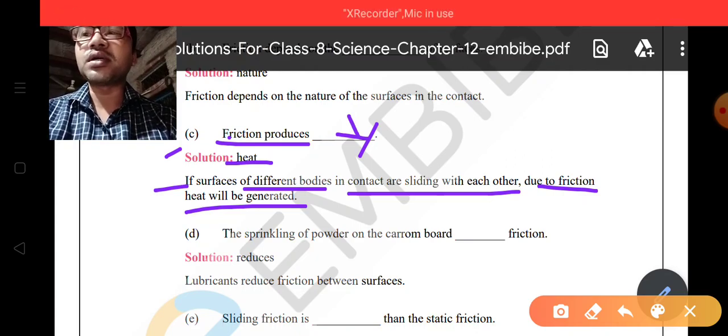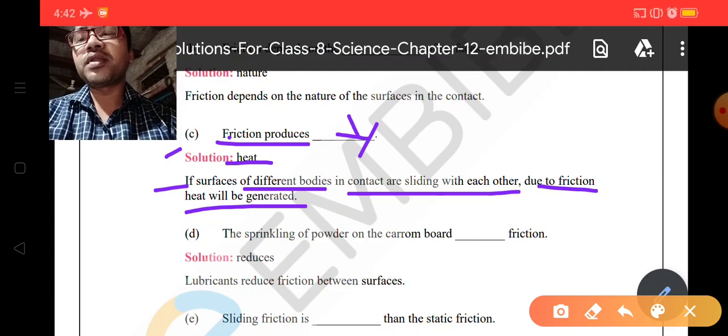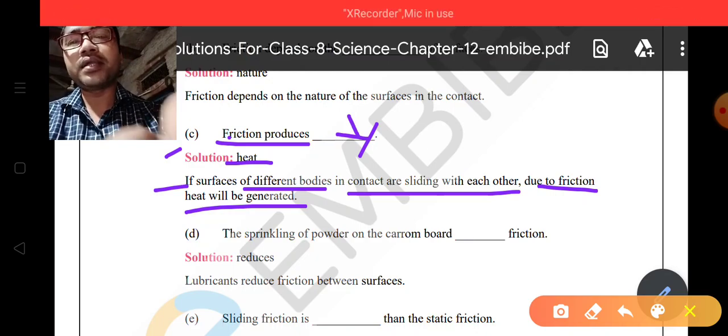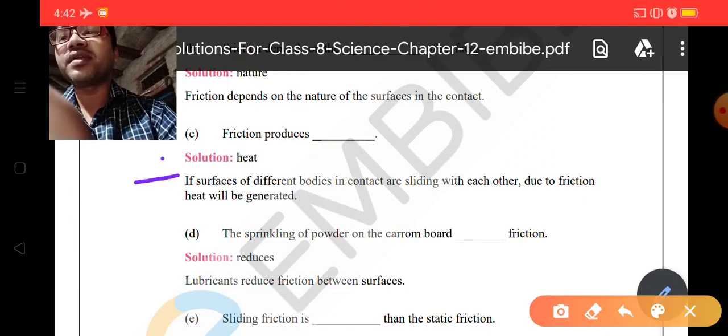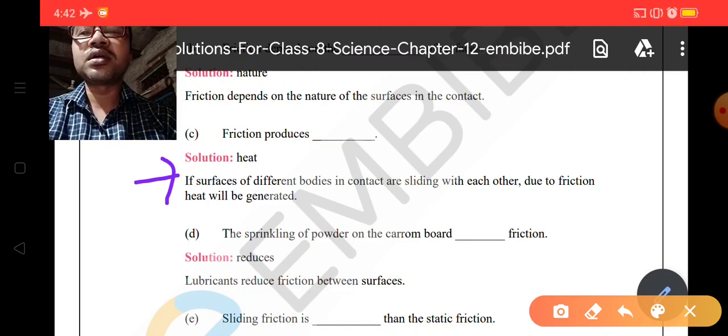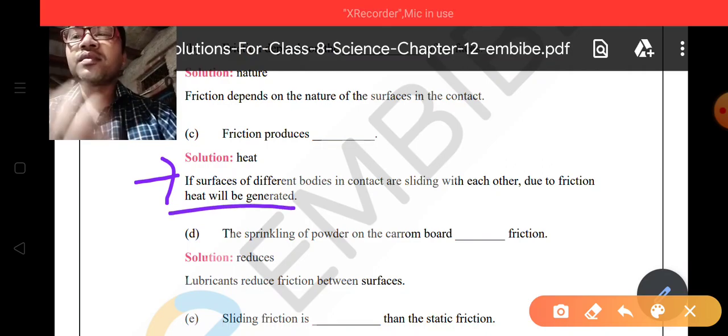Friction produces, and then fill in the blanks is there. So you have to fill in heat. Okay, and why it is heat, that answer is given here. Surfaces of different bodies in contact are sliding with each other. Due to friction, heat will be generated.